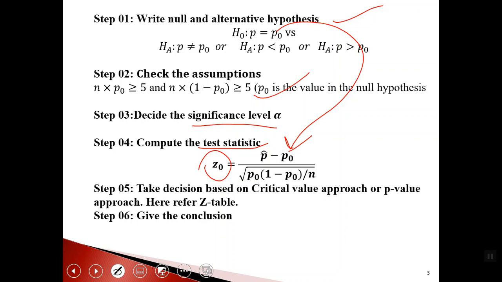Take your decision based on the critical value approach or p-value approach, because you have done both of those, so you can select which one to use. You can use the z table. At the end, give the proper conclusion. These are the specific steps, so if you follow these steps, then your answer is complete.